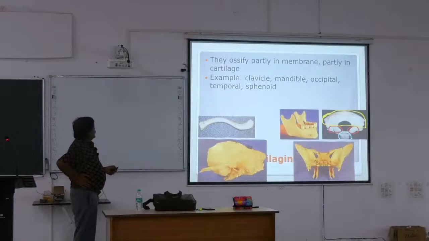Now, they ossify partly in membrane, partly in cartilage. The clavicle, mandible, occipital, temporal and the sphenoid. This is the shape of the clavicle, this is the mandible, this is the occipital, this is the temporal and this is the sphenoid.